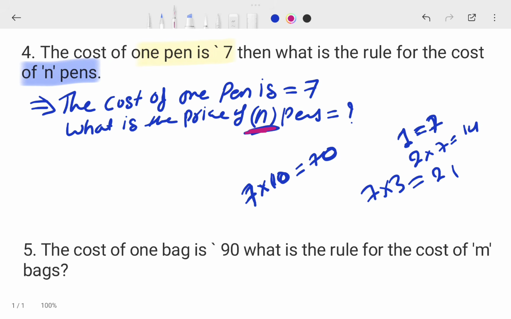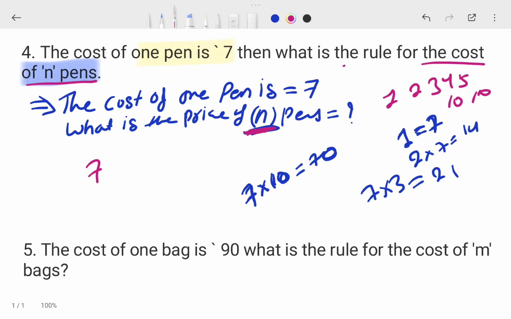It could be asking about 1 pen, 2 pens, 3 pens, 4 pens, 5 pens, 10, 100, 1000. How many pens they are asking, we don't know. So if we don't know, then how can we write the price of the pens? Because we know that the price of 1 pen is 7 rupees, but we don't know how many pens they are asking. It is telling the cost of n pens, but we don't know how many.